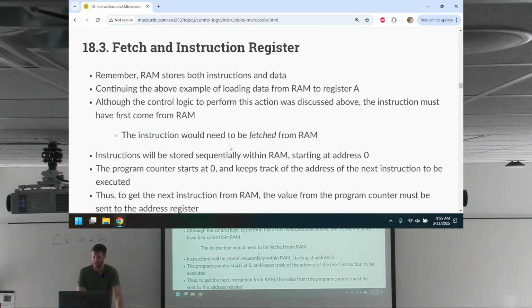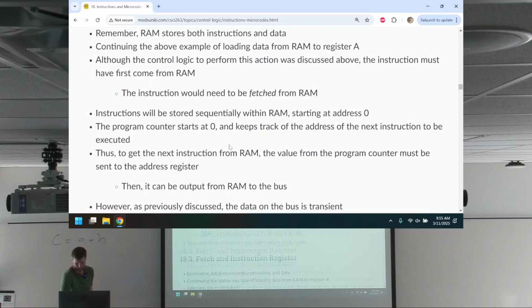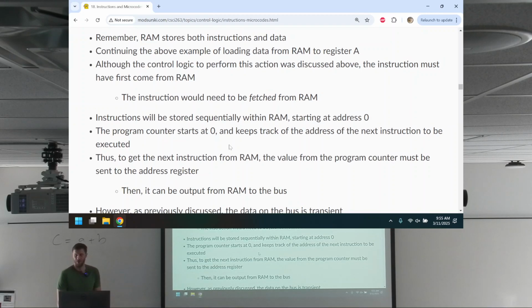All right, fetch and the instruction register. Okay, so RAM stores both instructions and data. Continuing this idea from above, the example: I want to load data from RAM to register A. We did talk a little bit about the control logic above, like what those signals would need to be in that table. The instruction that tells the system what the control logic needs to be, in this order, needs to come from somewhere. It comes from RAM.